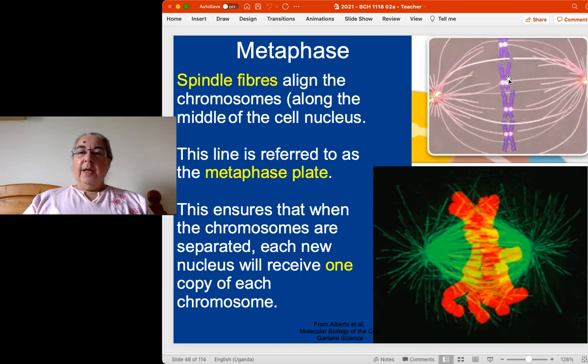It won't be that these two will both move this way and these two will both move this way. It will be this one will go in this direction, this one will go in this direction, this one will go in this direction, this one will go in this direction. So each new nucleus will receive one and only one copy of each of the chromosomes.